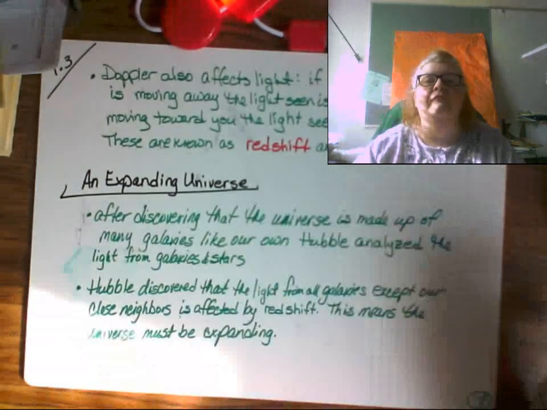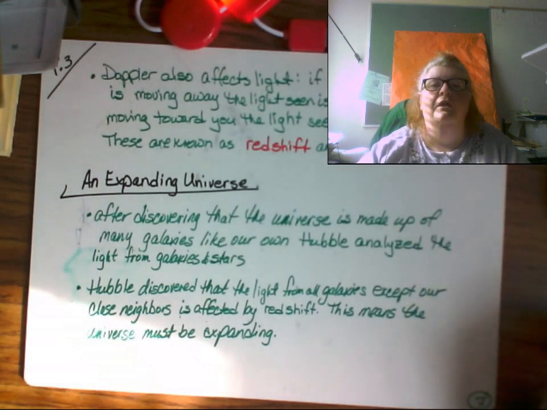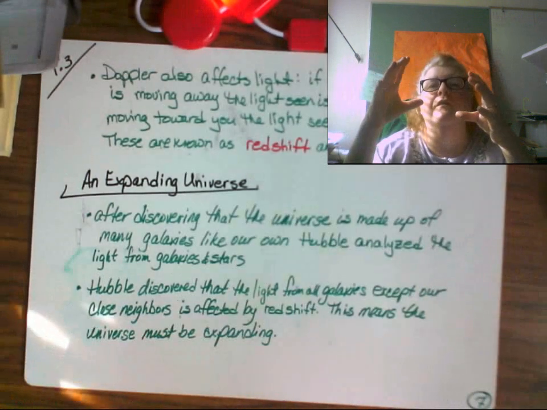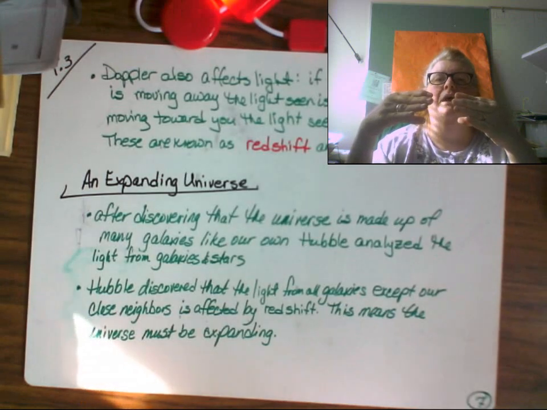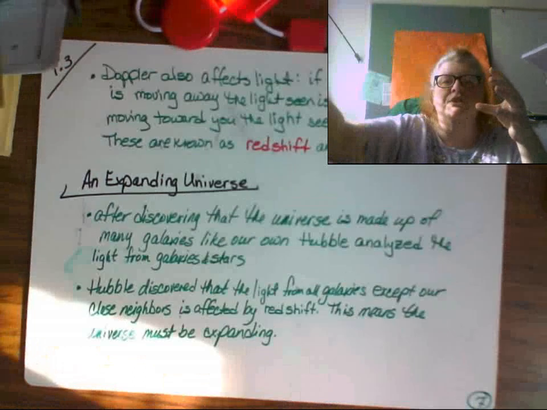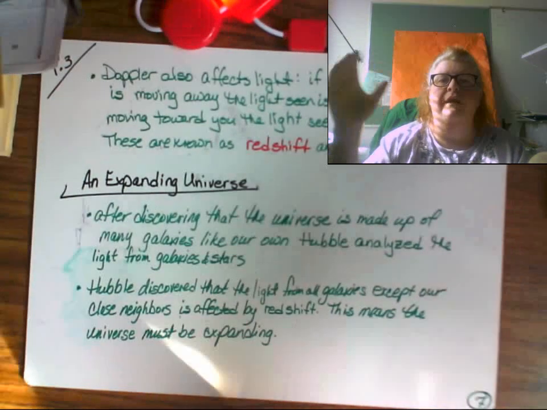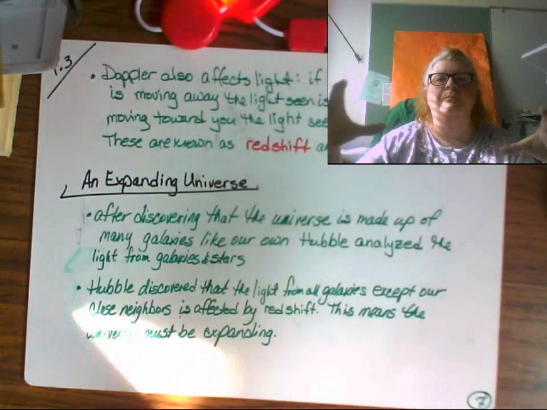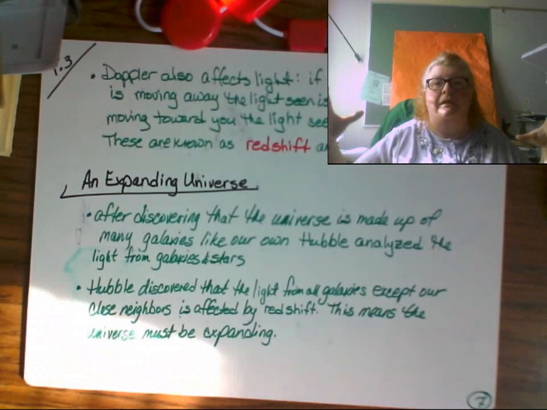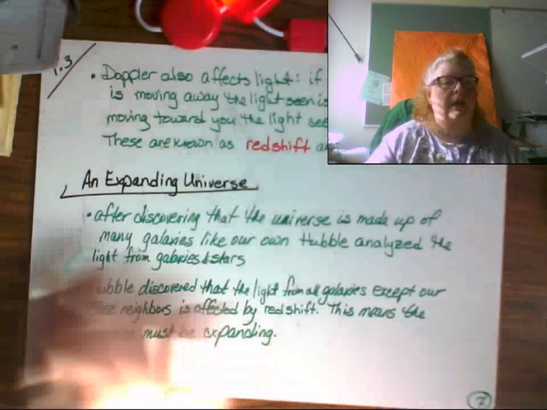Alright, so after discovering that the universe is made up of galaxies, Hubble looked at that and said, dude, other than the galaxies that are closest to us, everybody else is moving away. It's red shift, red shift, red shift. Okay? So therefore, our universe is getting bigger and bigger and bigger and bigger. We're expanding. We're moving farther and farther away from each other. How sad that we're moving so far away from each other.